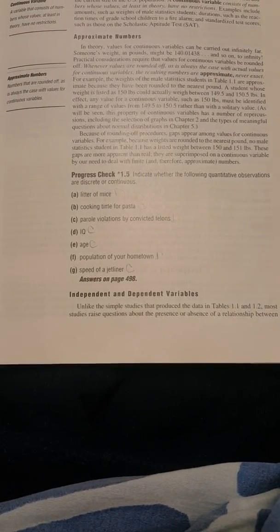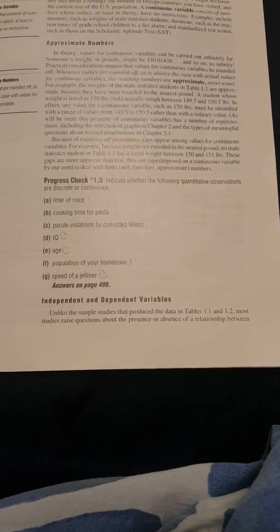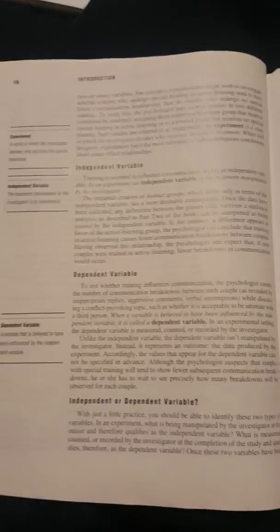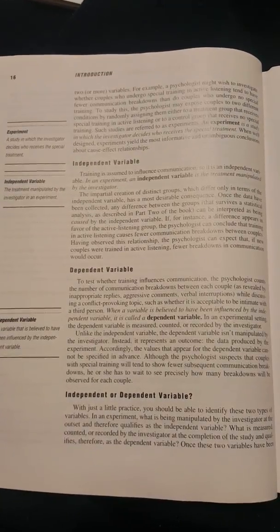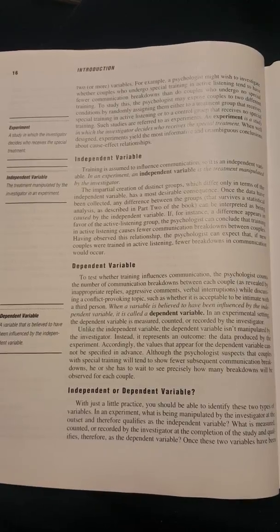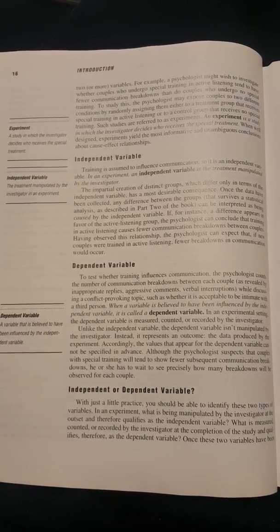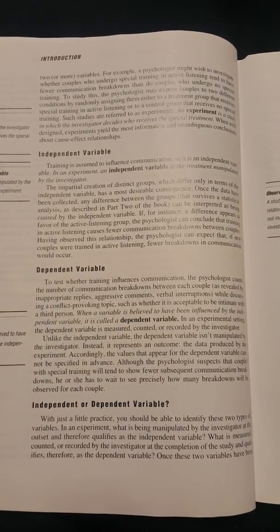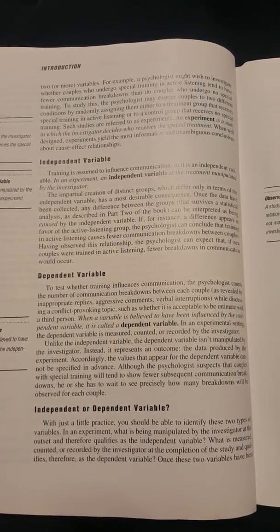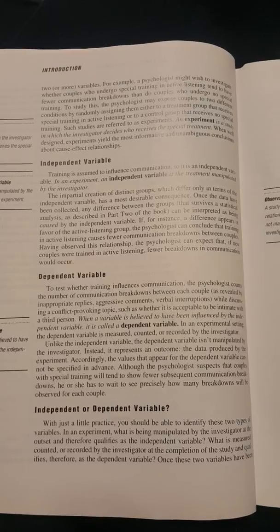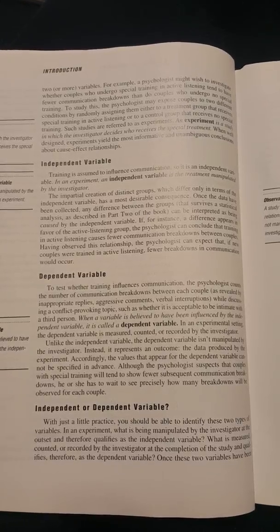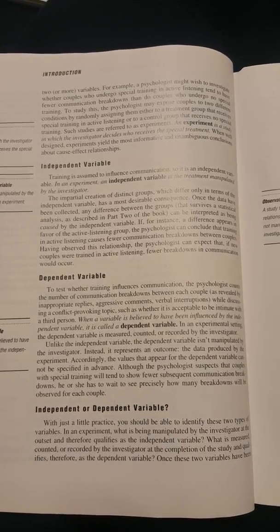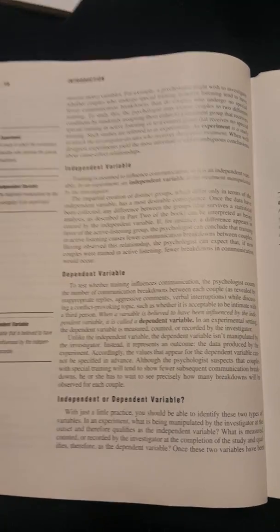So next we have independent and dependent variables. And this part talks about studies and experiments. An experiment is a study in which the investigator decides who receives the special treatment. Well-designed experiments yield the most informative and unambiguous conclusions about cause and effect relationships.